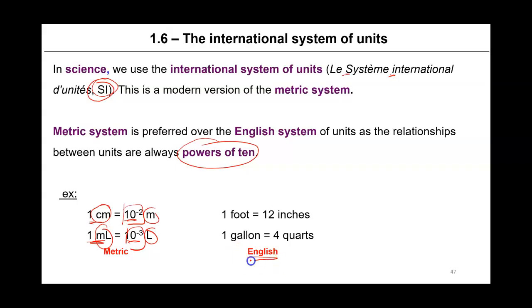In contrast, in the English system, the factors that convert between different units are not normally powers of 10. You're probably familiar with the fact that there are 12 inches in 1 foot and 4 quarts in 1 gallon. Now, if I was to ask you how many teaspoons are there in a quart, you'd probably be very confused. And the reason is because it's difficult to remember conversions that are not based on powers of 10.